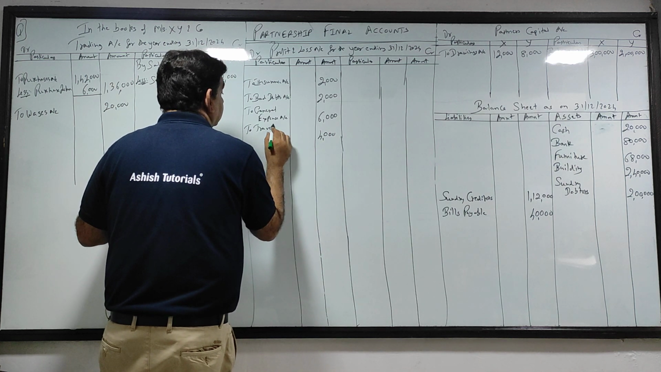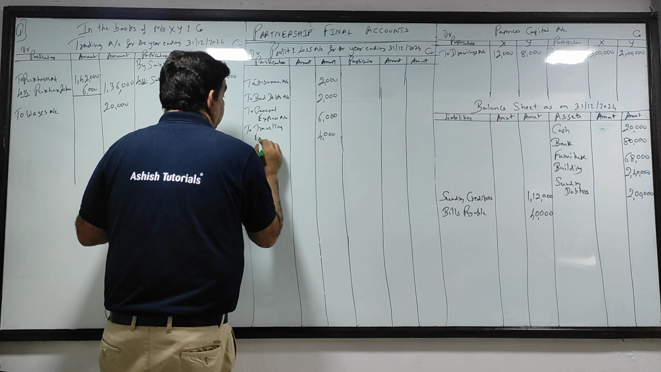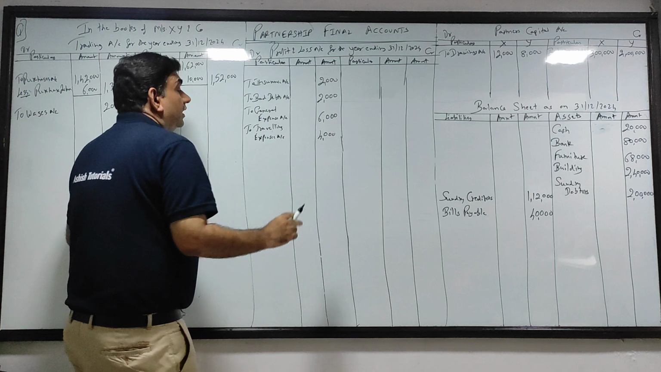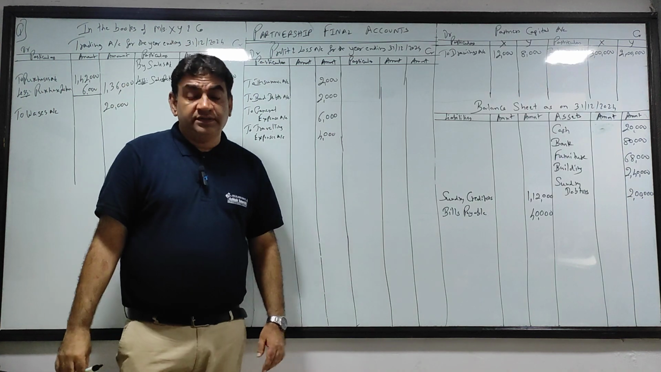So to traveling expense account, that is 4,000.